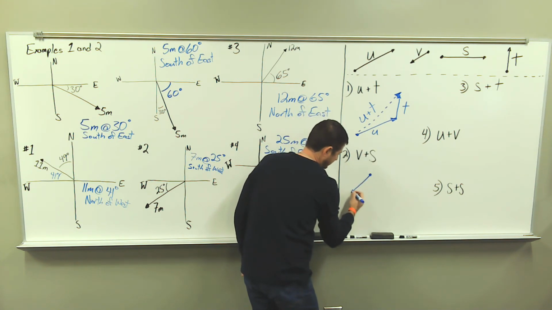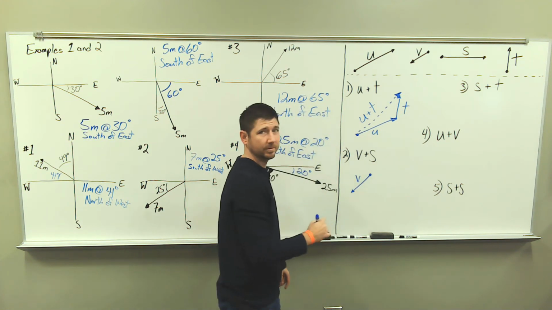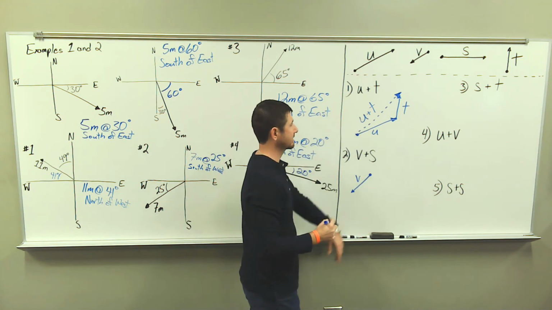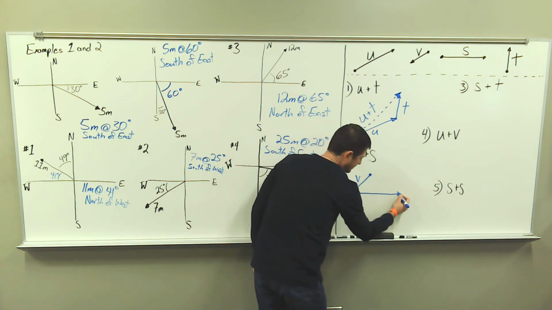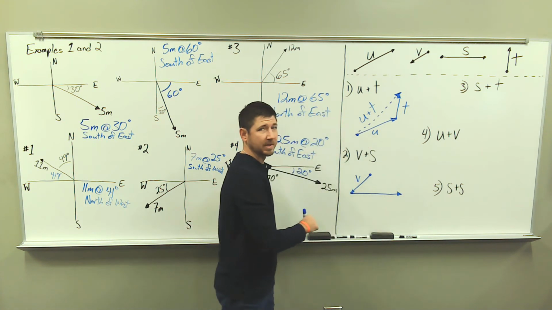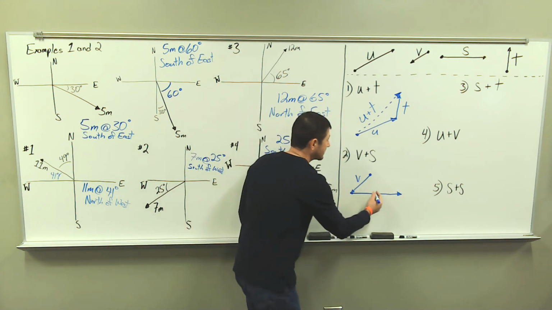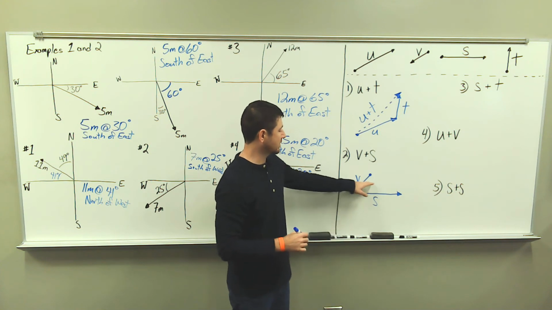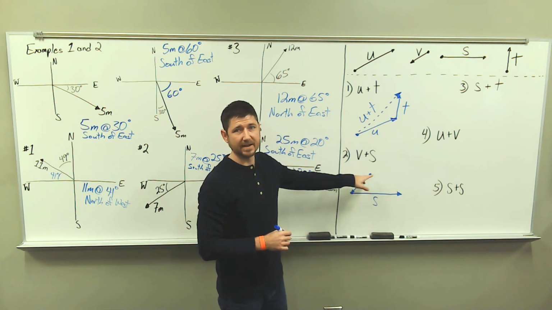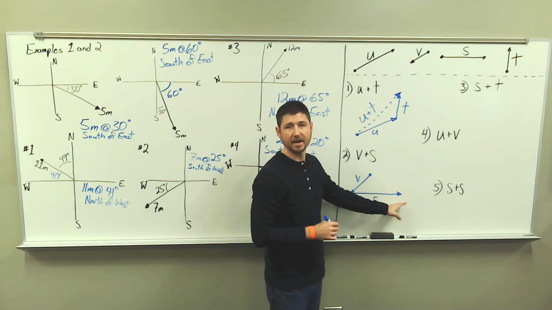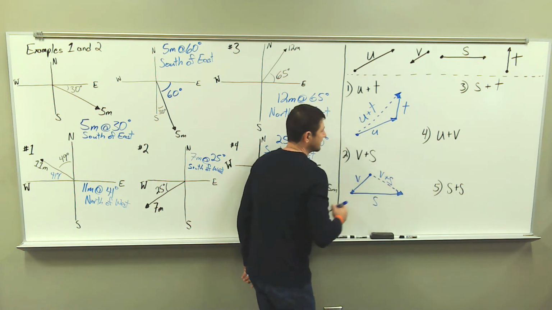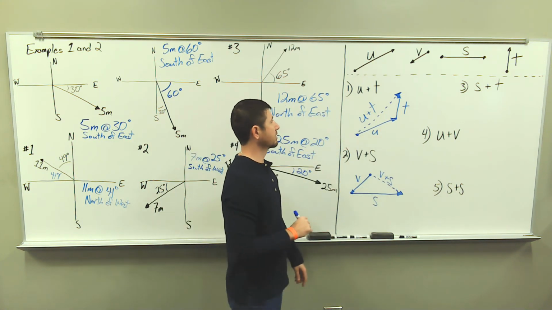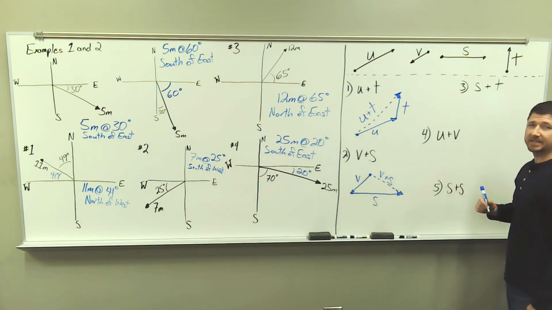On number 2, we have vector v plus vector s. So we have vector v here. Remember, you need to label each one of your vectors. Vector s, using the head-to-tail method. And remember that the resultant is going to start at the tail of the first vector and end on the head of the last vector. So our resultant is v plus s.